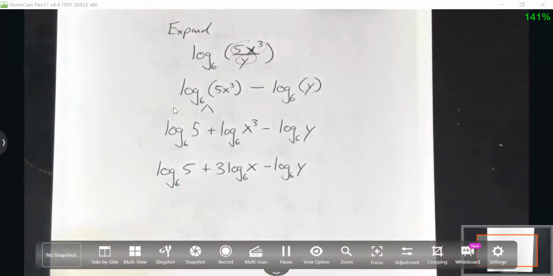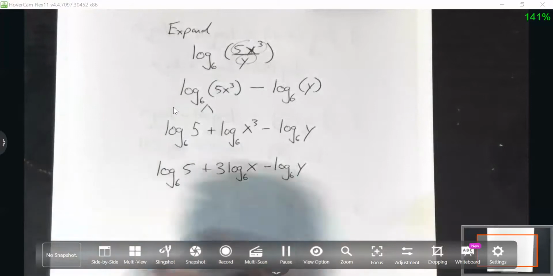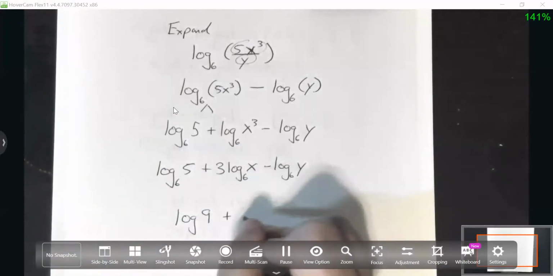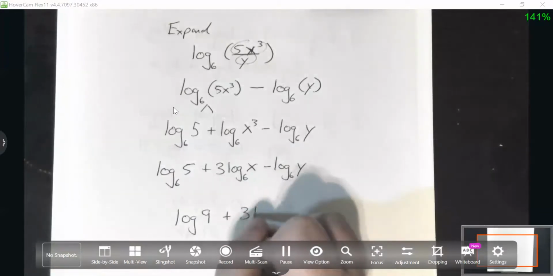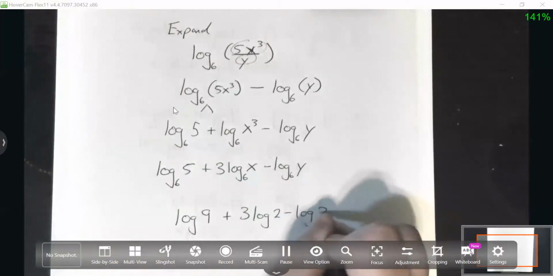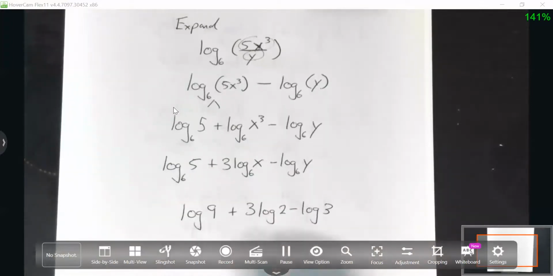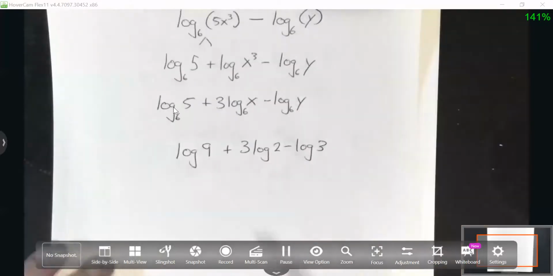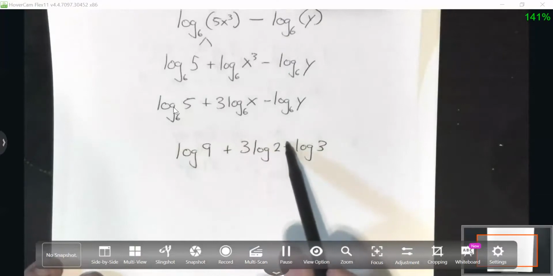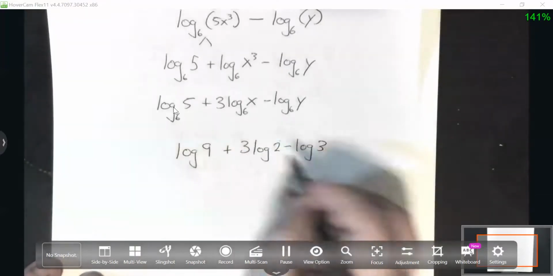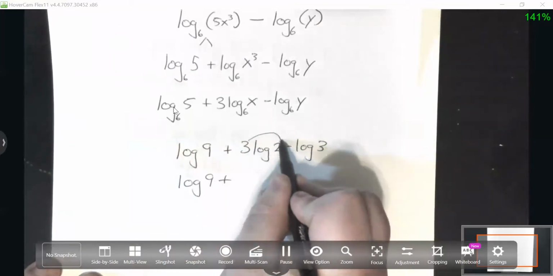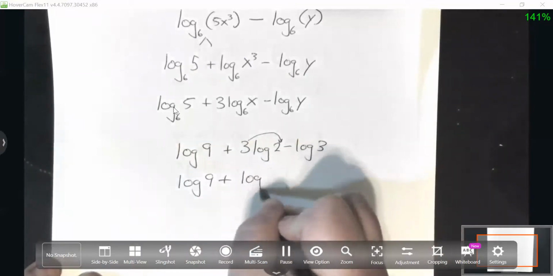The opposite of this would be simplifying or combining the logarithms. So let's say we had log 9 plus 3 log 2 minus log 3. So something very similar, but to simplify or combine, we're just going to go in the opposite direction. So again, I'm going to deal with this here. I have a number out in front, so I can bring that in as a power. So that gives me log base 9 plus. If this comes in as a power, that would give us 2 cubed, which is 8.